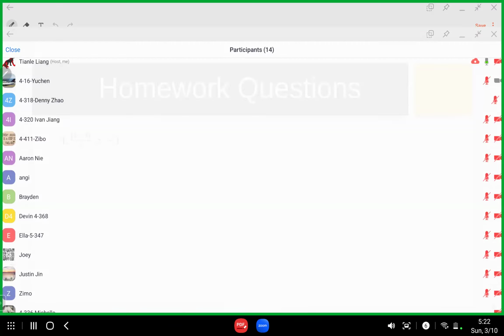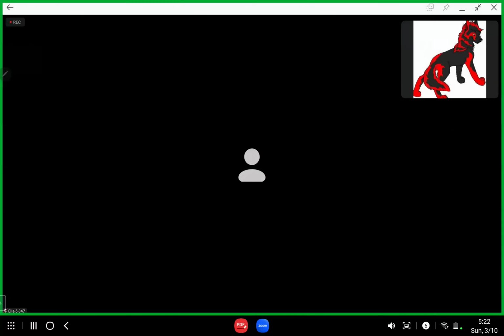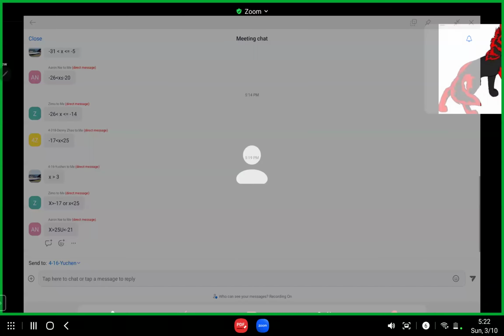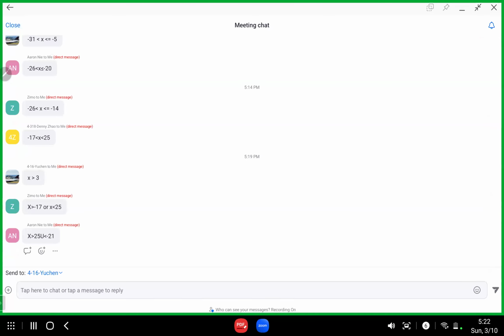Okay, let's go over this one. So let's see who has answers. Denny says negative 17 to 25. Zemo says basically the same thing. Aaron also, but there's less than negative 21, and Yuchen is just x is greater than 3. So, Yuchen, can you explain your answer?